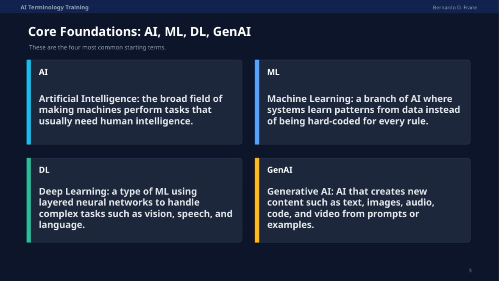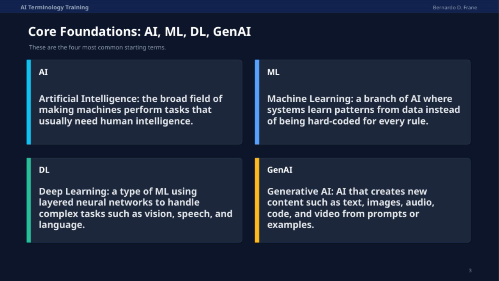Next, we have deep learning, often abbreviated as DL. Deep learning is a specific kind of machine learning that uses layered neural networks. These networks help handle complex tasks such as recognizing images, understanding speech, or processing natural language. It's what powers many advanced AI capabilities today.